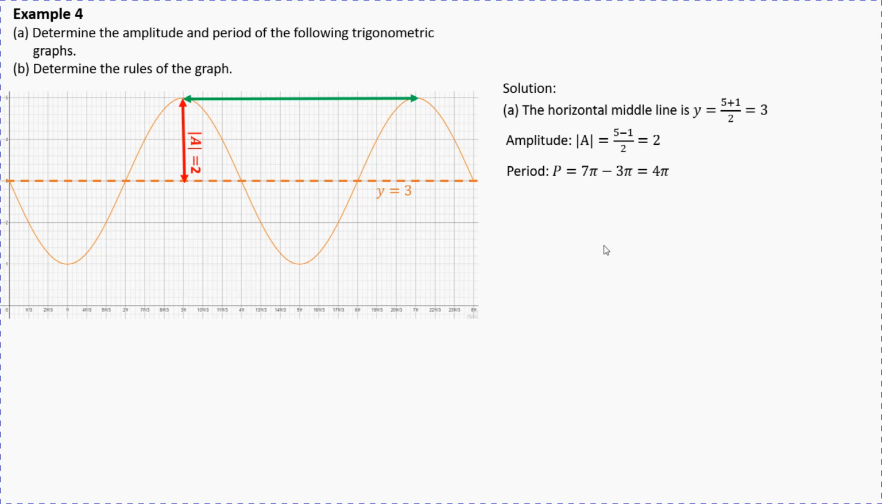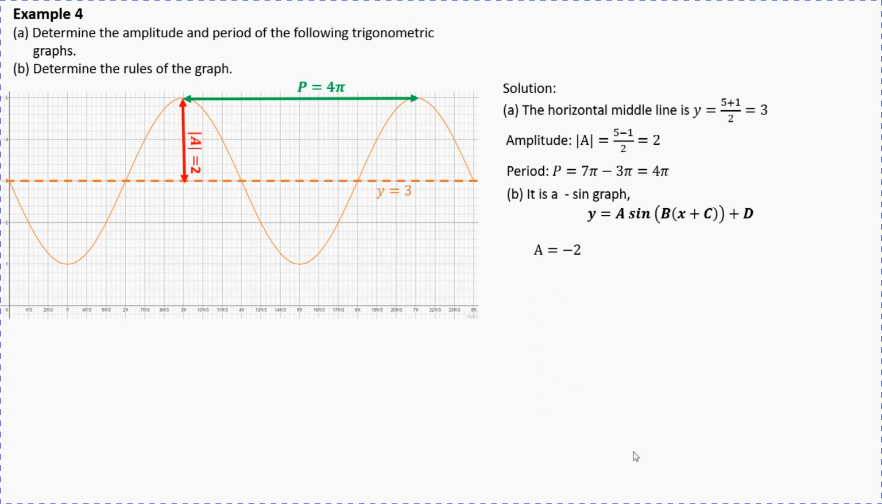But there are two types of sine graph. One is positive sine, the other is negative sine. For this one, it starts from the middle line and it goes down, so it looks like negative sine. So this is a negative sine graph. What will be the A value? The amplitude is 2, but the A value must be negative this time. So A is minus 2.